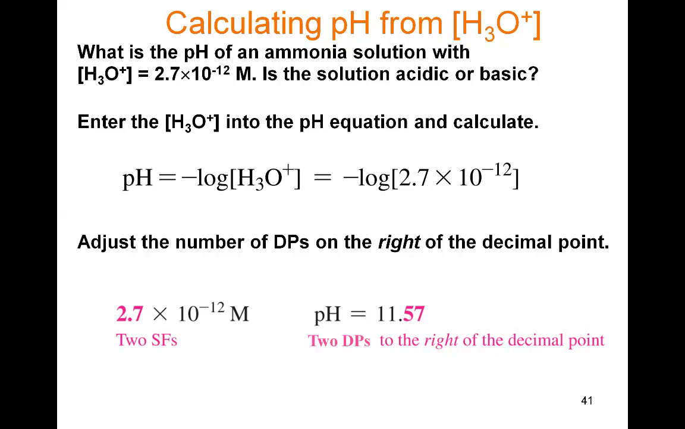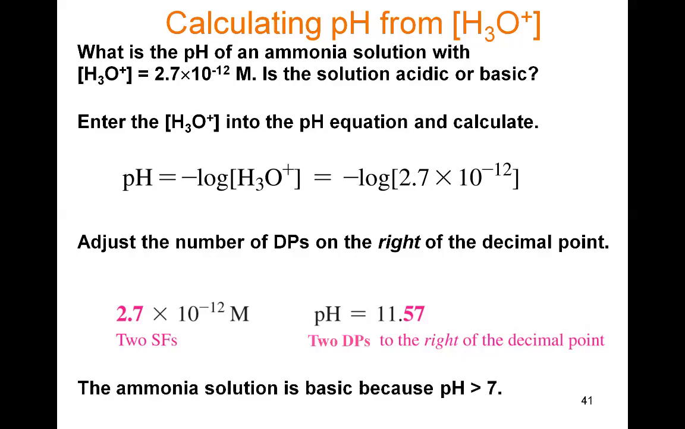Is the solution acidic or basic? When you want to answer that question, you can look at the pH because that's an easier way to decide. pH is above 7, so that's basic. And you can look at the concentration of H3O+ ions. It's 10⁻¹². That's a very, very small value for H3O+, which tells you OH⁻ is very large. Therefore, it's basic.